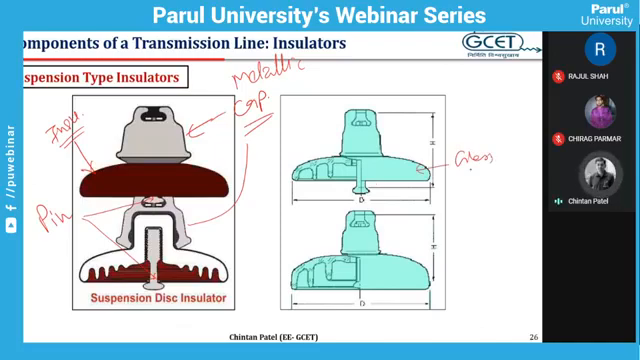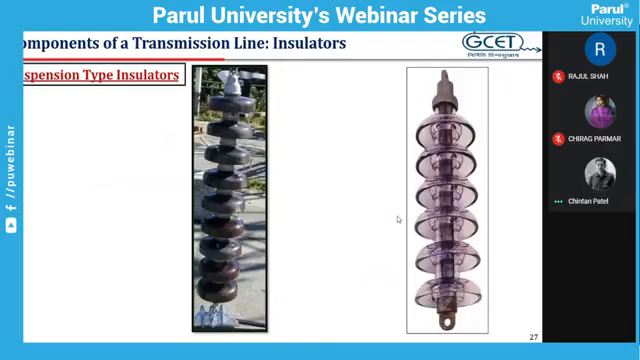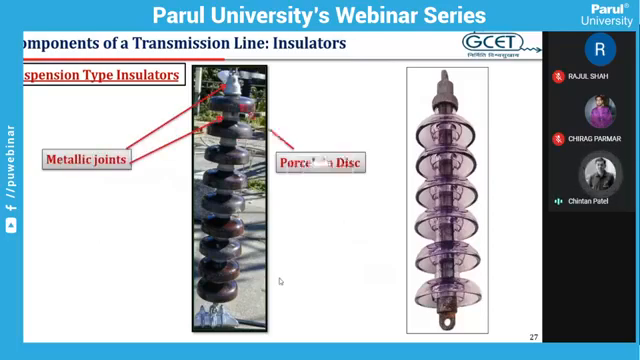So this is glass. The design is similar. It is believed that the capacity of one disc is 11 kV. So depending upon our transmission line voltage level, we need to connect a number of insulator discs together to form the suspension insulator string. This is how different insulator strings are connected together. You can see metallic joints, and this is a porcelain disc, and here it is glass. So this is a suspension type insulator with glass and porcelain material.